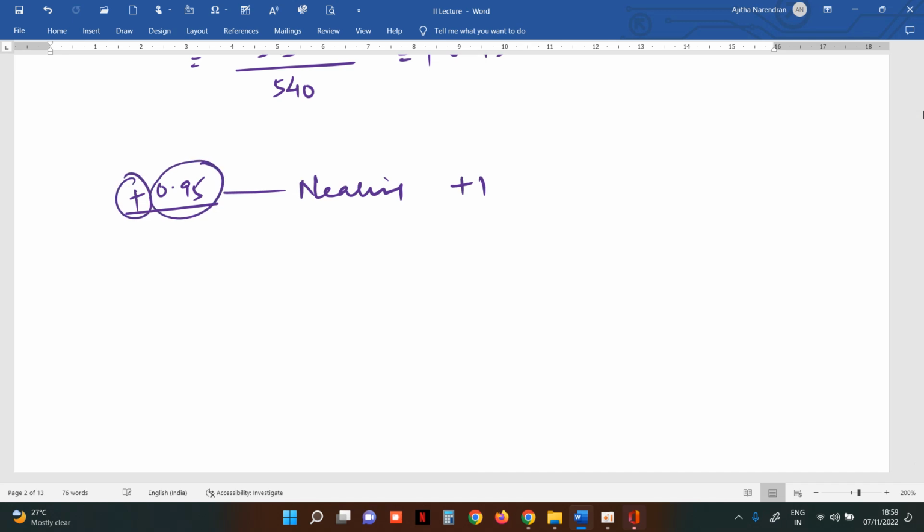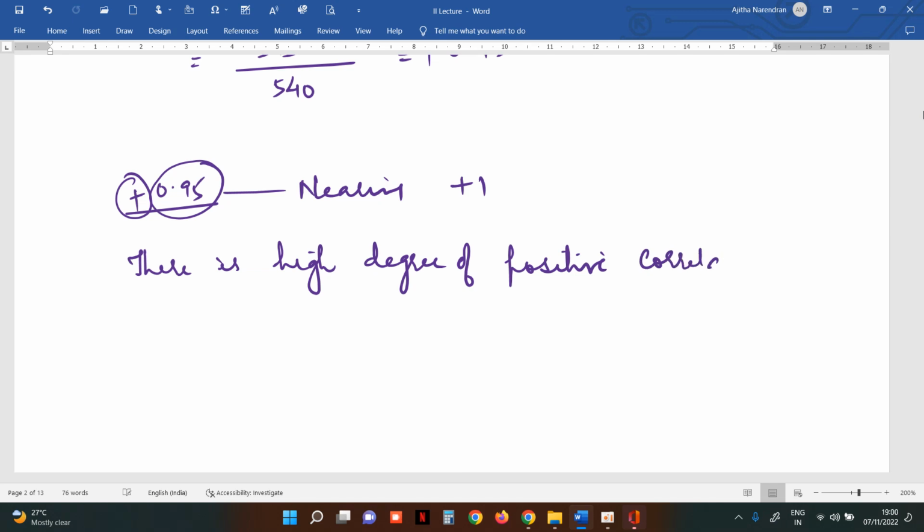Okay. So what will be your comment? That there is a high degree of positive correlation between, in case the variables are given, you can write the names of the variables. x and y. Since the variable names are not given, I am just writing x and y. So there is a high degree of positive correlation between x and y since r is equal to 0.95. This is your answer.